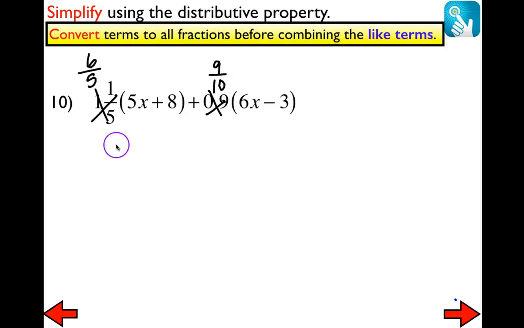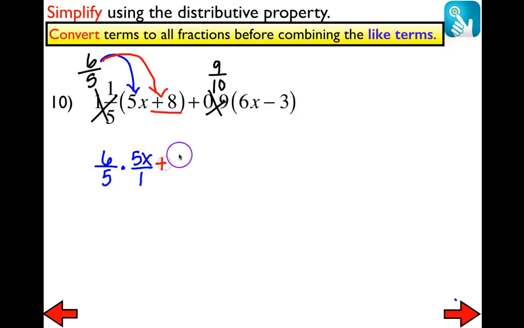So now what I can do is go ahead and distribute like I normally would. I'm going to distribute 6/5 times 5x. So I'm going to show it like this, times 5x over 1. Then I'm going to distribute 6/5 times a positive 8. So a positive times a positive is a positive, so I'm going to put 6/5 times 8 over 1.